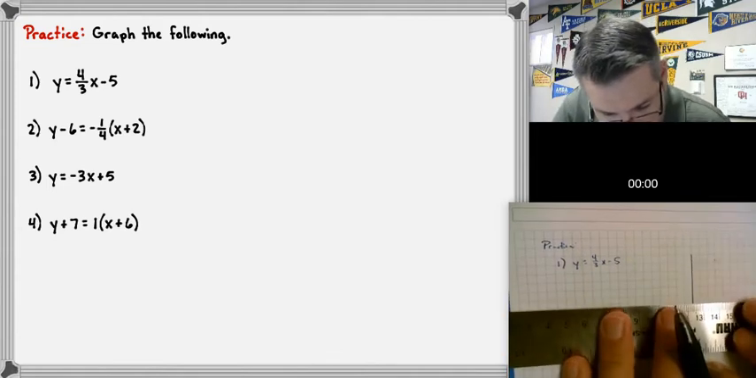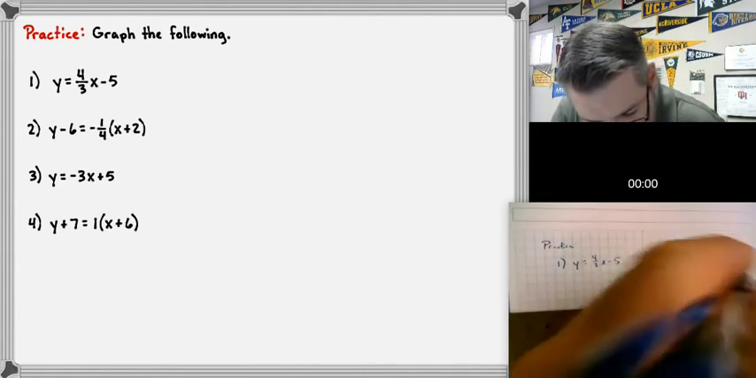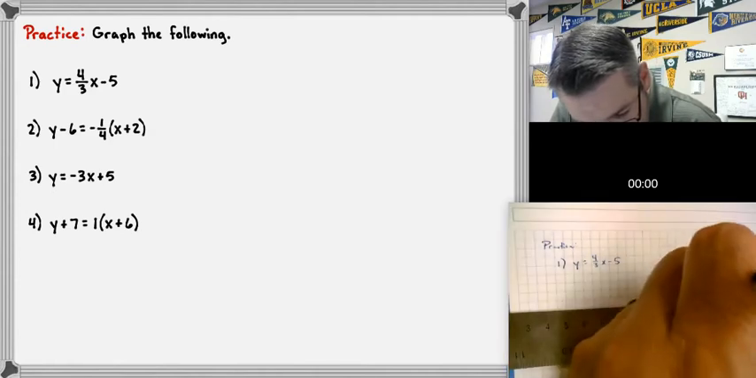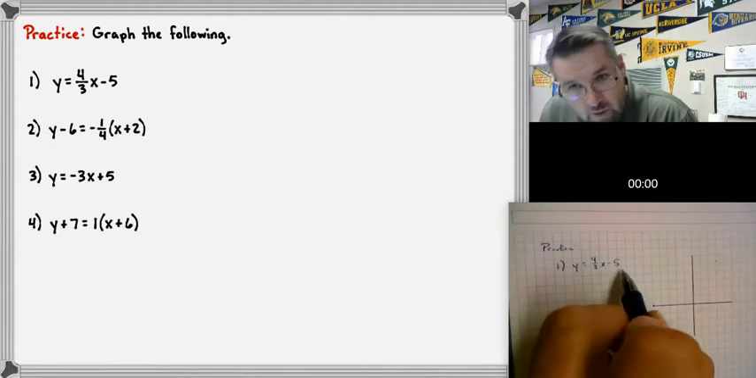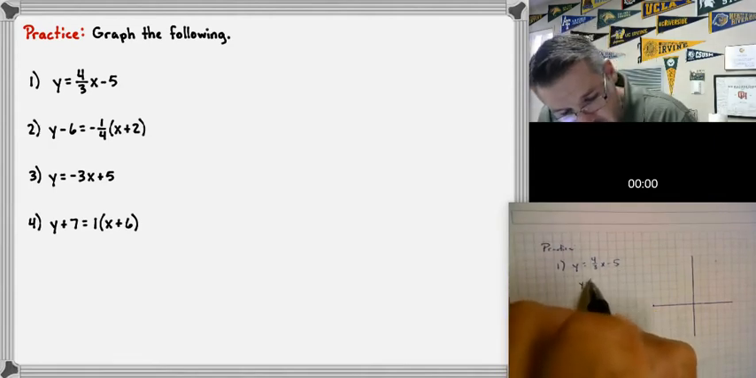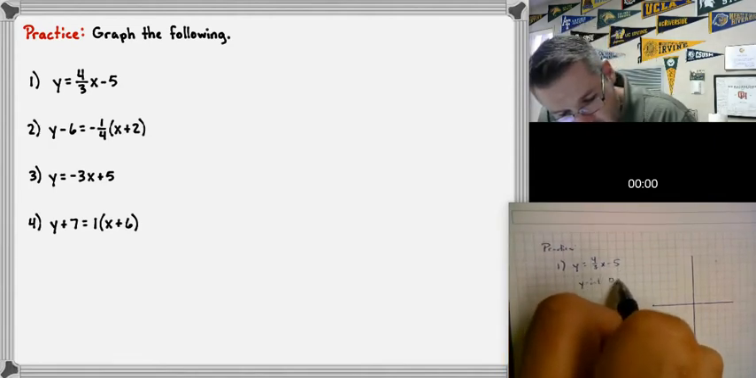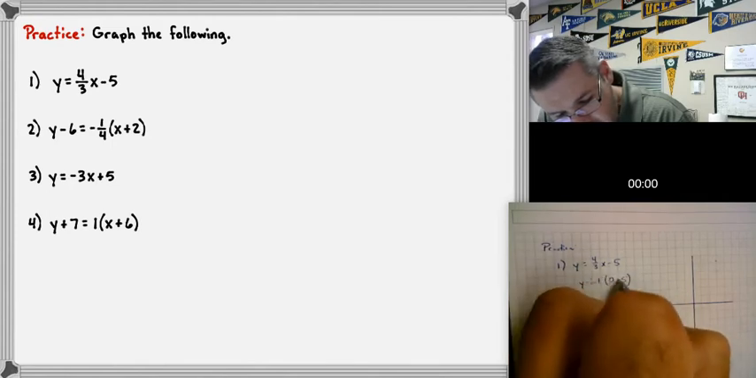Okay. All right. So hopefully you paused the video and you have done it yourself. So there's my graph. Well, what do I know? I know that my y-intercept is 0, negative 5.